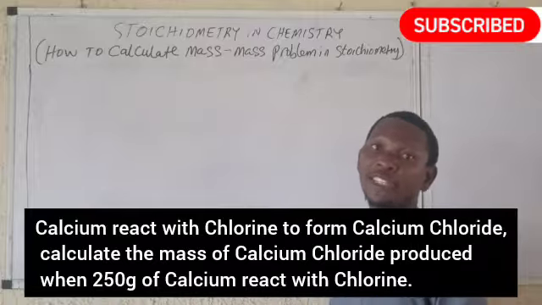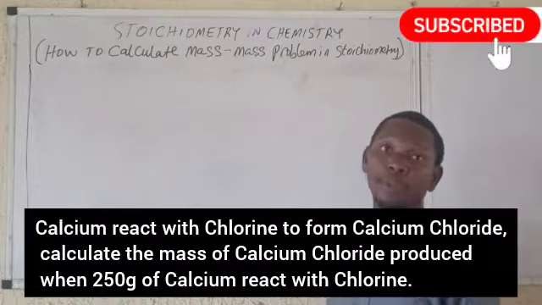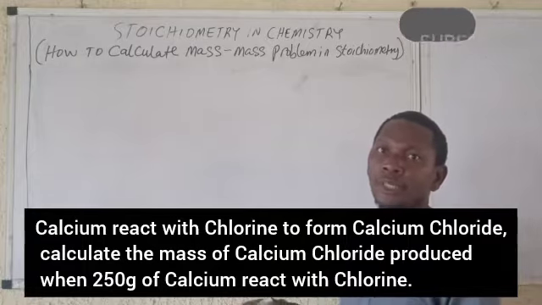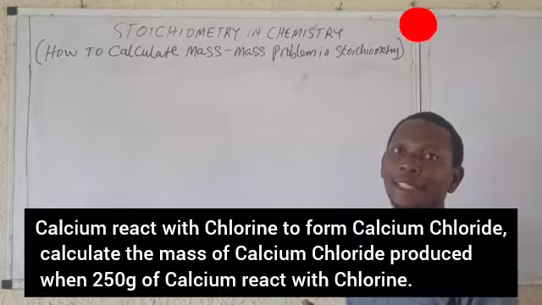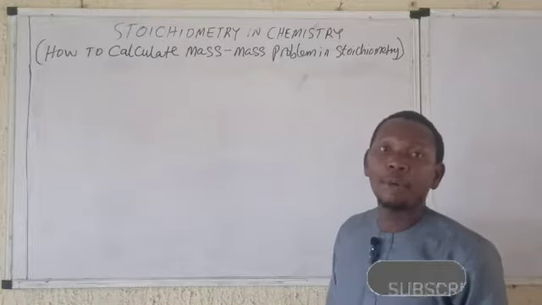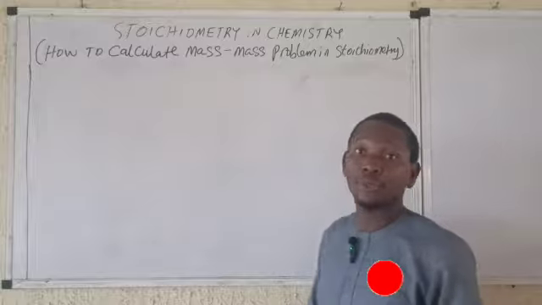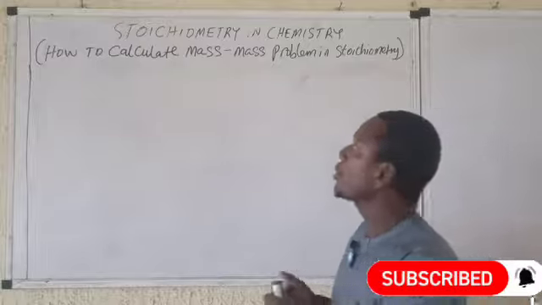A very common example. Let's assume the chemical reaction in which calcium reacts with chlorine to form calcium chloride. I can ask you to calculate the amount of calcium chloride produced by reacting 250 gram of calcium in a chemical reaction. So the first thing that you have to do is write out the chemical reaction.